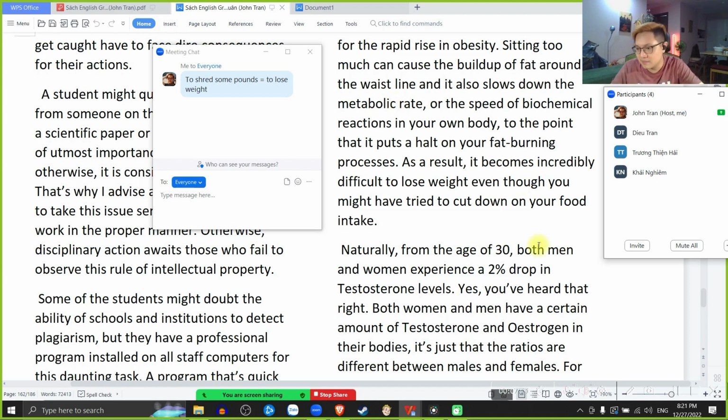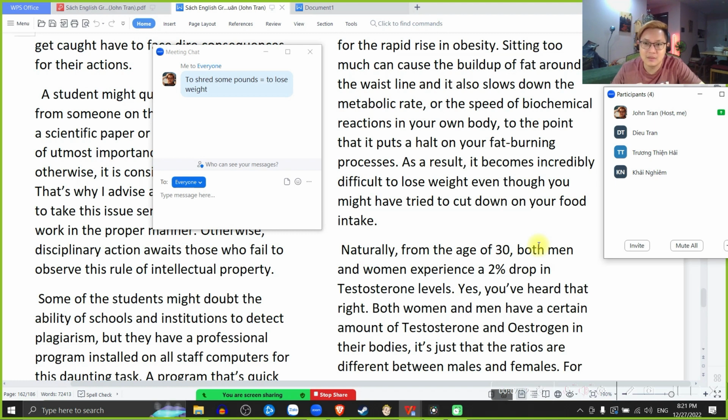The metabolic rate, or the speed of biochemical reactions in your own body.